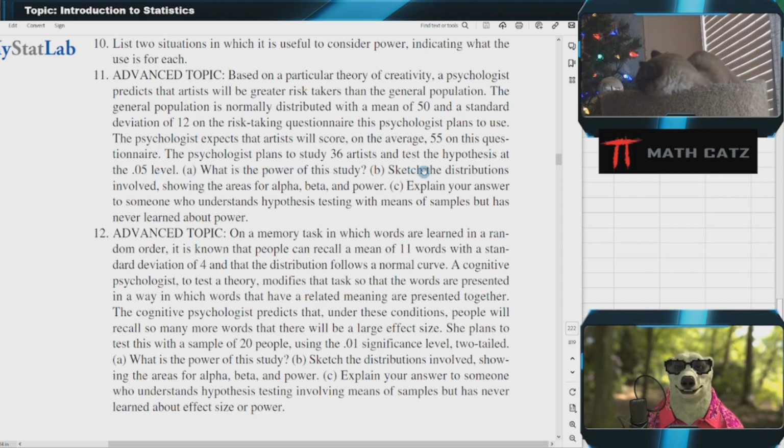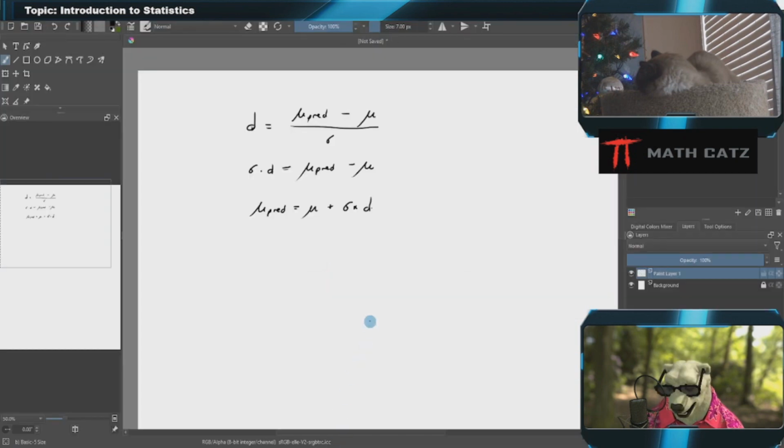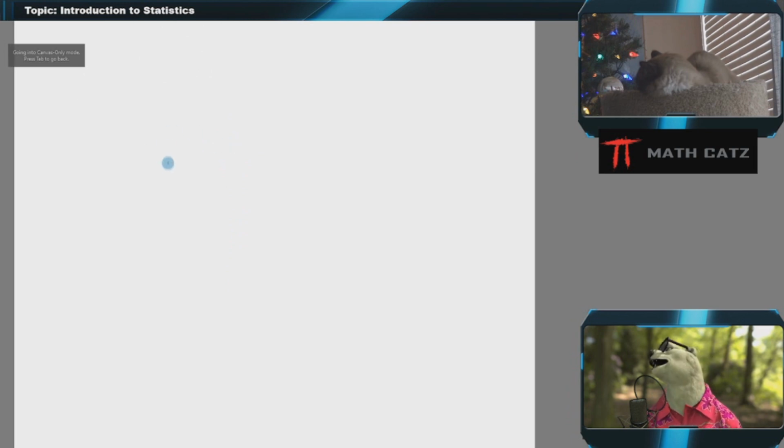We might need to sketch the distributions to figure this out, and I'm not going to do the whole explanation portion. So let's see, what is the power of this study? So we have 36 in our sample, and our alpha is 0.05. So before we go to the calculations here, let's just try and visualize what's happening here to help us a little bit. Let's move this up a little bit so we don't worry about those things.